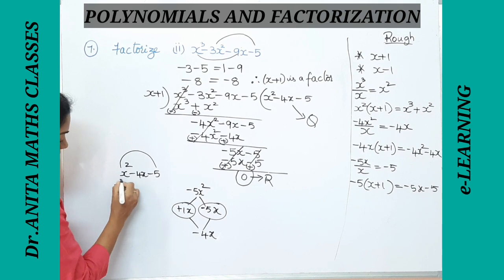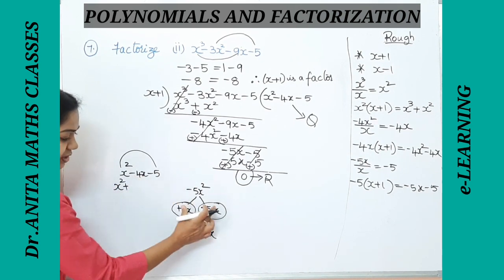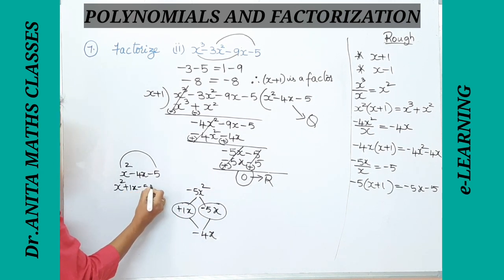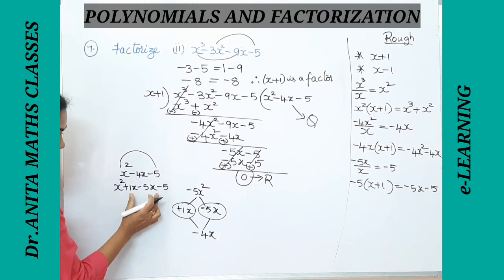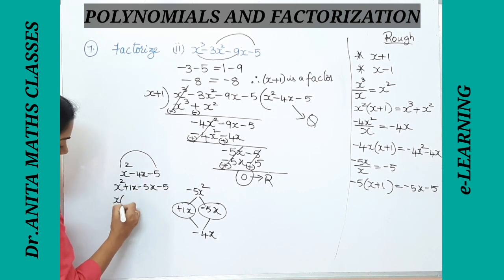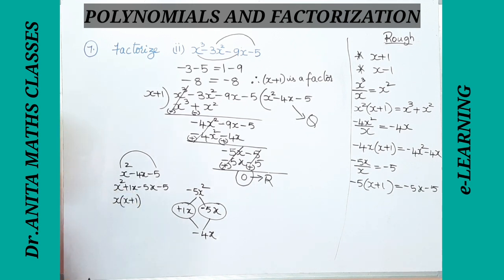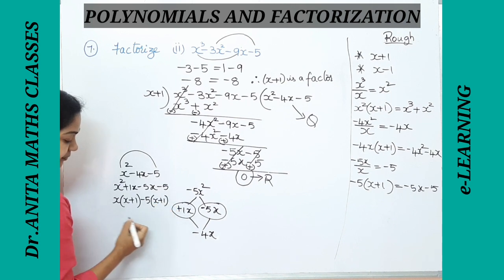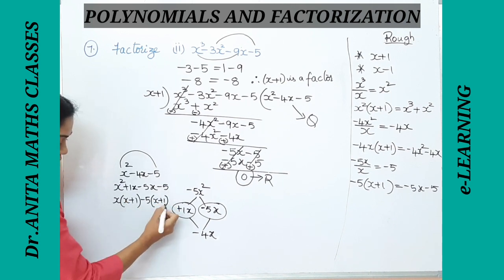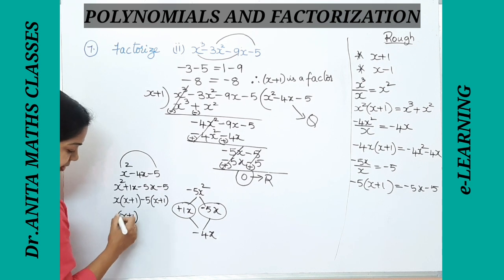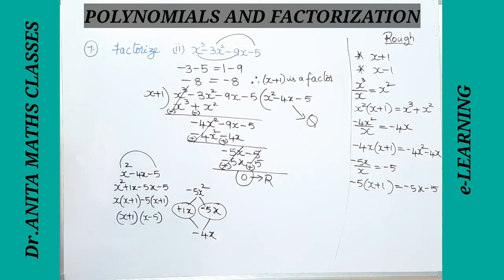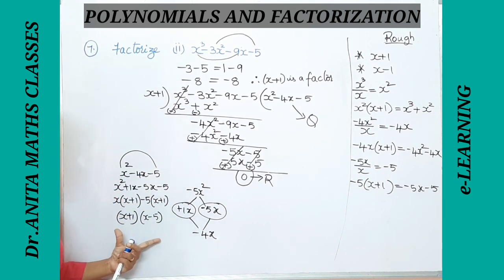Now here, x square, and instead of minus 4x, I am placing this 1x. 1x I can write as just x also. Minus 5x, so minus 5. I have split this term into these two. In these two, I will take x common, so x plus 1 is remaining. And in these two, we can take minus 5 common, so x plus 1 is remaining. So in these two terms, if you take x plus 1 common, you get x minus 5.